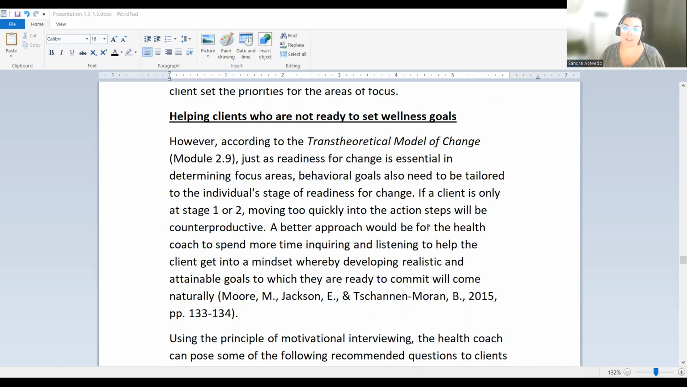Helping clients who are not ready to set wellness goals. According to the transtheoretical model of change, just as readiness for change is essential in determining focus areas, behavioral goals also need to be tailored to the individual's stage of readiness for change. If a client is only at stage 1 or 2, moving too quickly into action steps will be counterproductive. A better approach would be for the health coach to spend more time inquiring and listening to help the client get into a mindset whereby developing realistic and attainable goals to which they are ready to commit will come naturally.